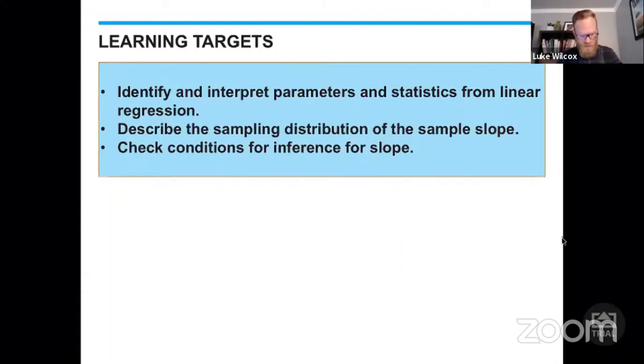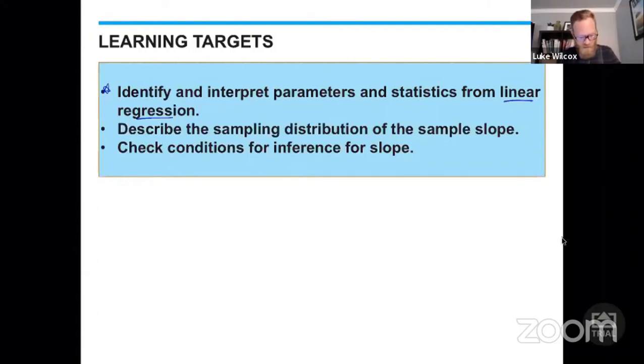Okay, the first one is to identify and interpret parameters and statistics, which hopefully are familiar terms with you, from linear regression. So we are going to be doing some review of stuff that you likely covered very early in the class with two variable analysis, scatter plots, residual plots, all of that stuff. We'll be doing some review with that, but then moving into this new realm of inference for linear regression.